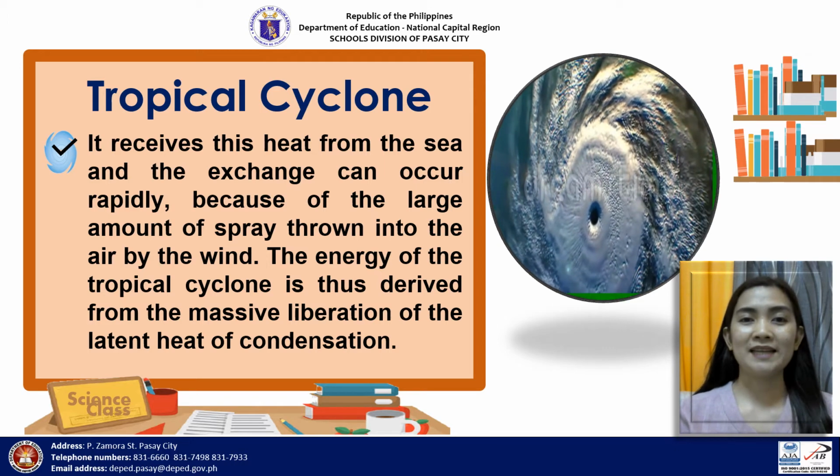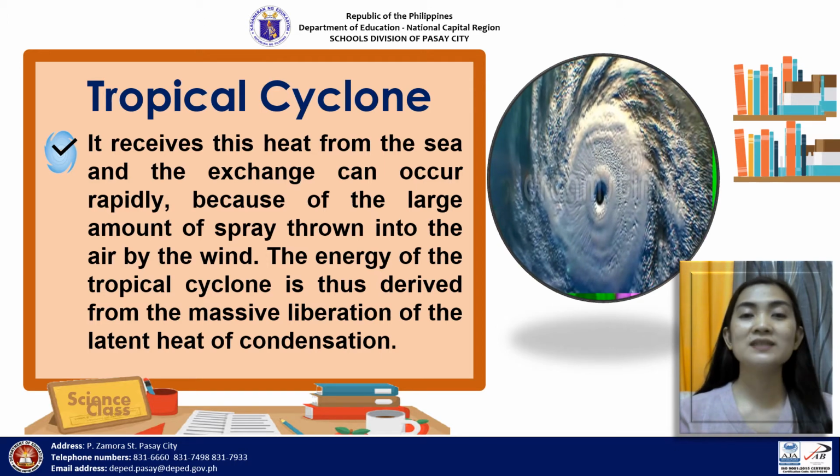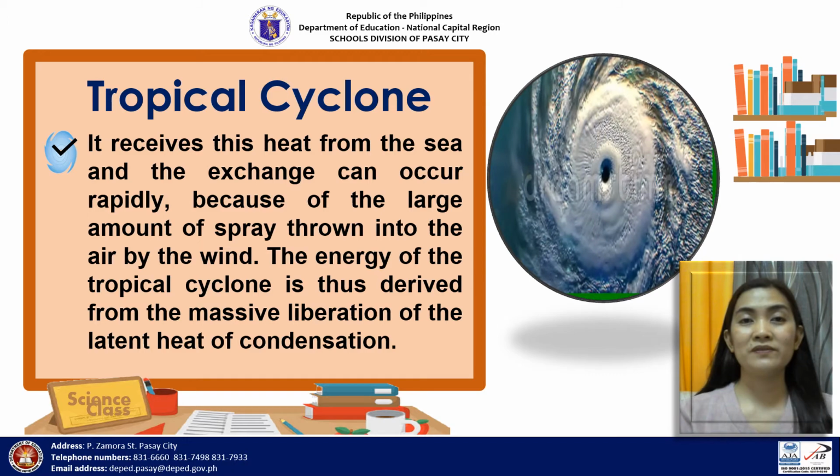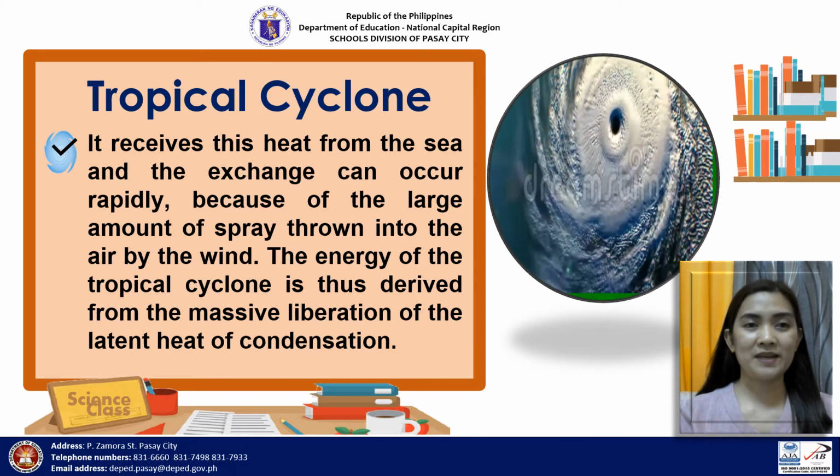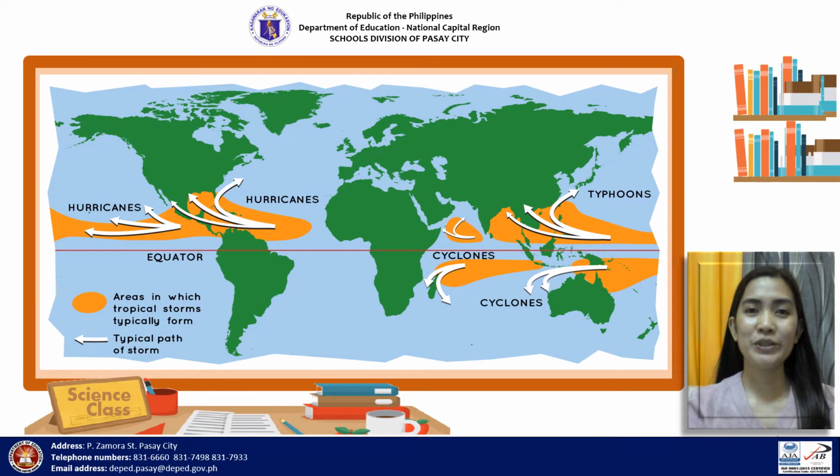When we say latent heat of condensation, this is the energy released when water vapor condenses to form a liquid droplet. You may have wondered what is the difference between a typhoon, a hurricane, and a cyclone. So let's take a look at this map to answer that question.